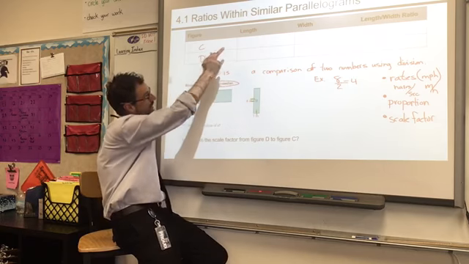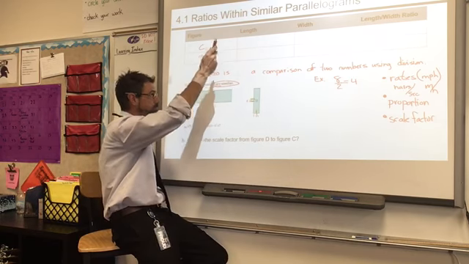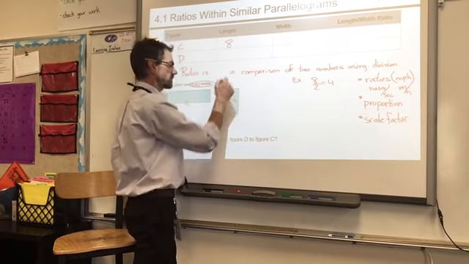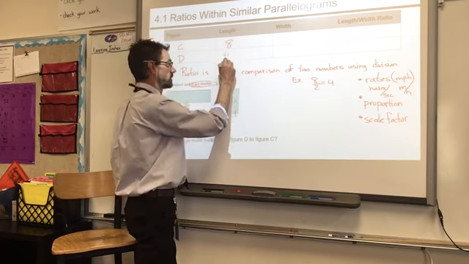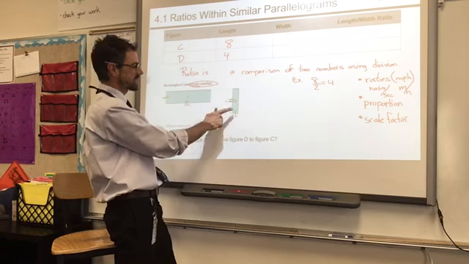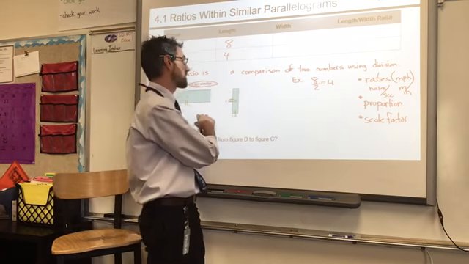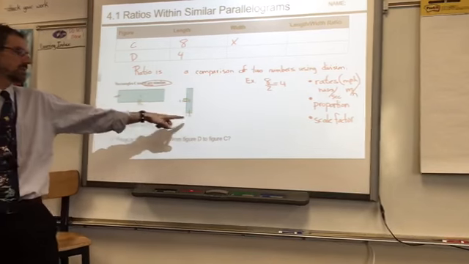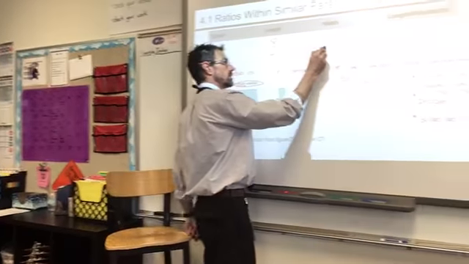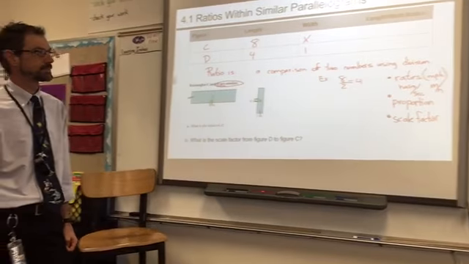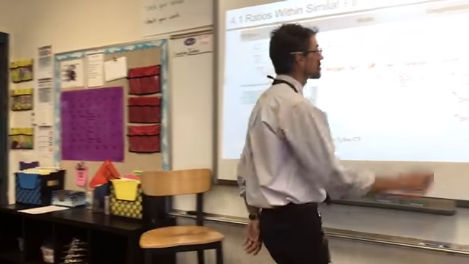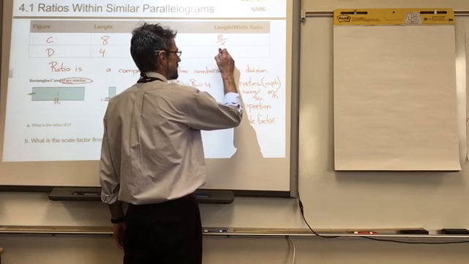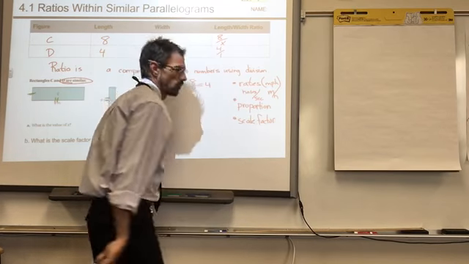So here I go back up to my table, and I have length and width. So my length is 8. Down here my length is 4, because those are the corresponding sides. Then my width, if my width is X on C, my width is 1 on D. And then I'll write those as two ratios. This would be 8 over X, and this would be 4 over 1.